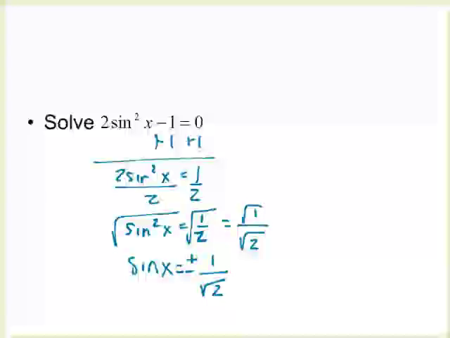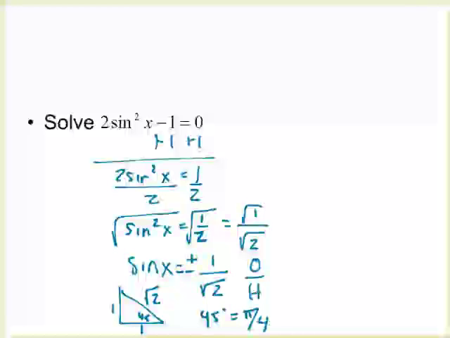Step 2, SOHCAHTOA. What is SOHCAHTOA for sine? Opposite over hypotenuse. So which triangle has a hypotenuse of square root of 2 and also a 1 in it? 45, 45, 90. So our answer must be 45, which in radians is, how many times does 45 go into 180? 4.